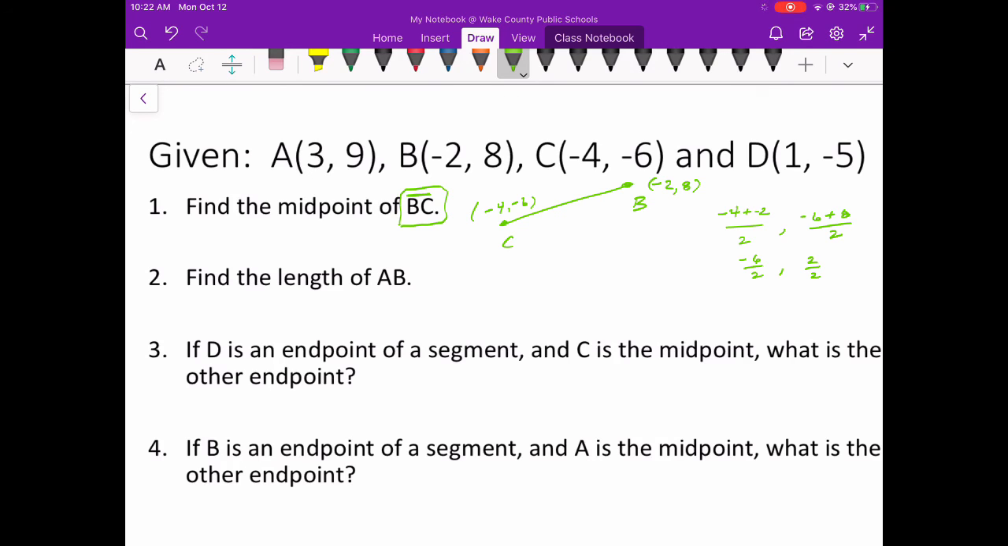-6 divided by 2 is -3. That's my new x value of my midpoint. And 2 over 2 is 1. That's my new y value. So the midpoint of BC is (-3, 1). Okay, so that's how I would do midpoint for this.